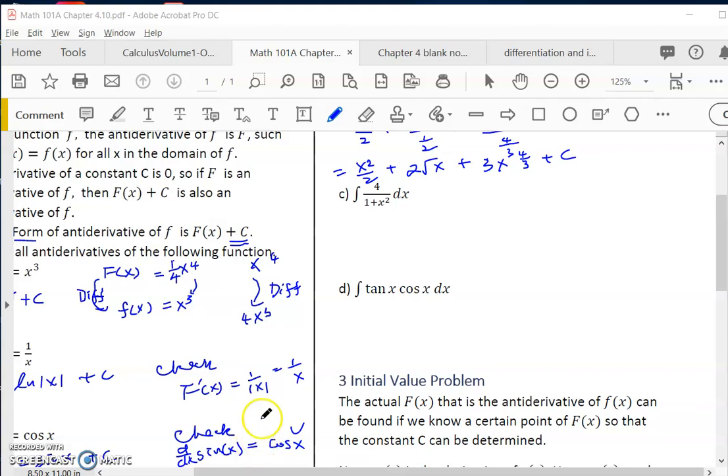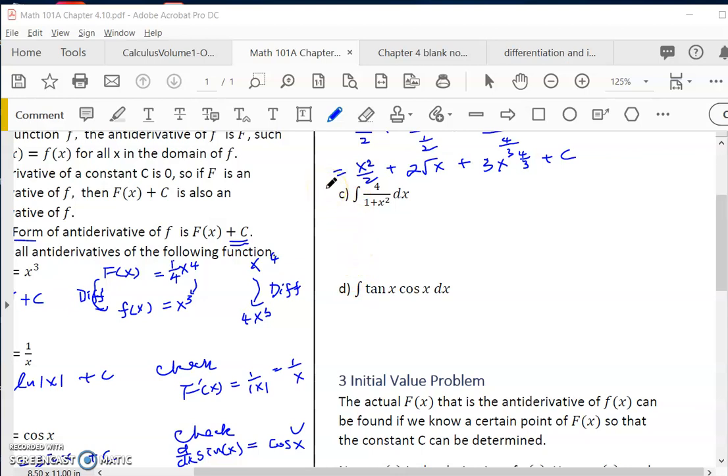Hello calculus student, this video is for 4.10 derivative, antiderivative, part 2. In the first part we talked about the notation and the process of finding an antiderivative, which is reversing the derivative, and also the symbol for it, the indefinite integral notation, integral f of x dx. And we introduced the power rule, so we're going to do two more.